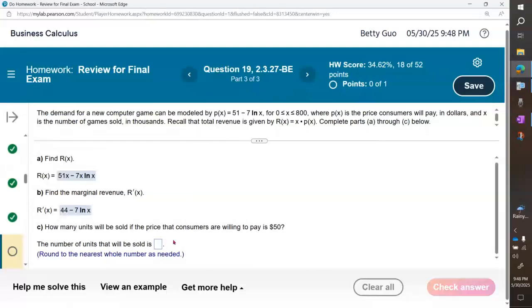Part C. How many units will be sold if the price that consumers are willing to pay is $50? Round to the nearest whole number. Let's see. How many units will be sold? X here is the number of units sold. We're just going to use the demand function. We're going to plug in P, price is 50, and then solve for X.